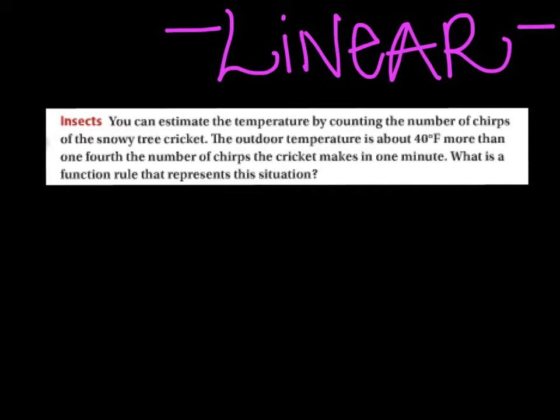So here we have a topic about insects. You can estimate the temperature by counting the number of chirps of the snowy tree cricket. The outdoor temperature is about 40 degrees more than 1/4 the number of chirps of the cricket that it makes in 1 minute. So what is the function rule that represents this situation?